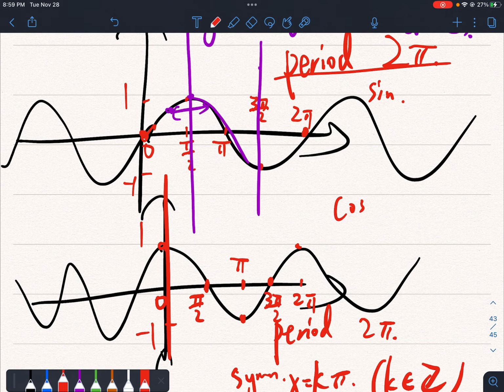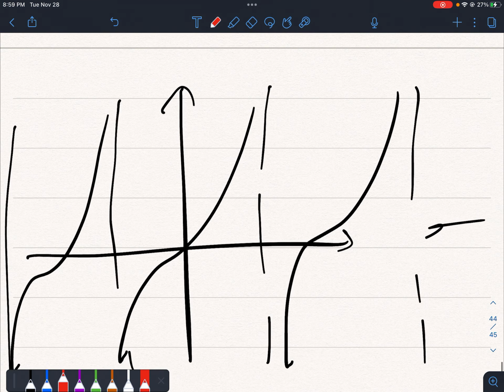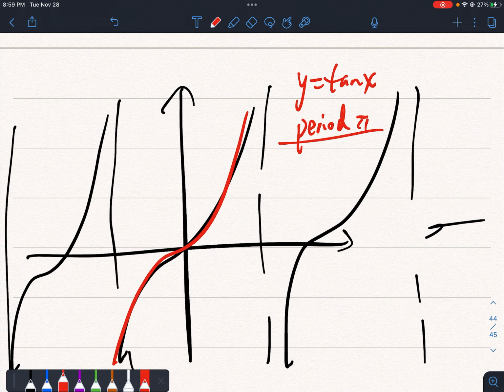So you can continue this to the right or to the left. Okay? So this is for cos. Maybe we can call it cos x. Okay, y equals sine of x, y equals cos of x. And then we can also define y equals tangent of x. So this is periodic of period pi.